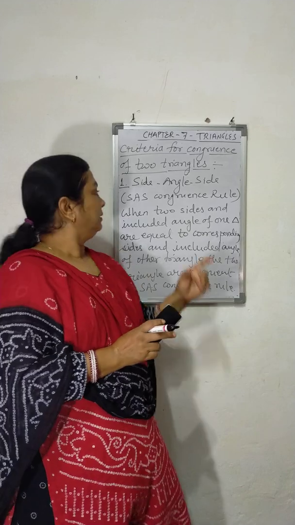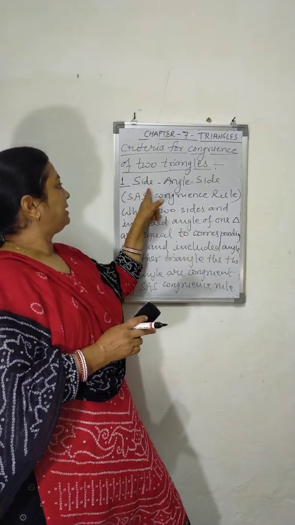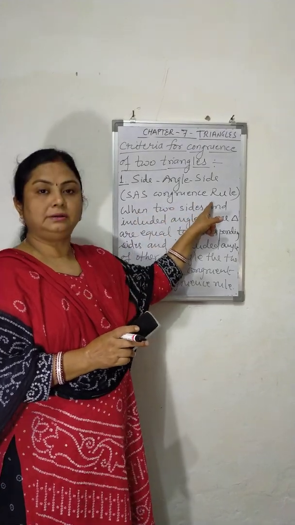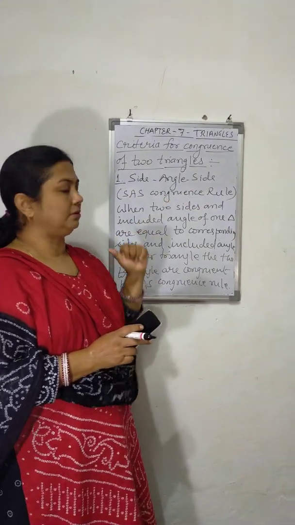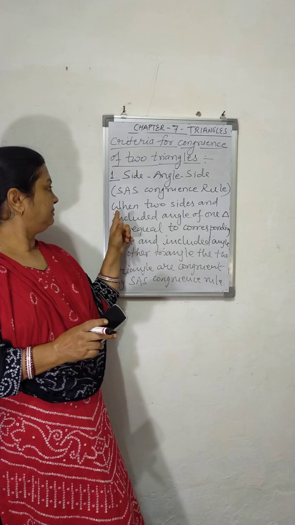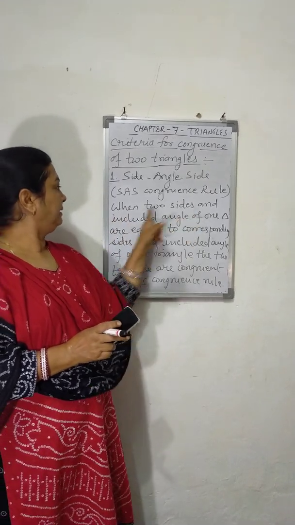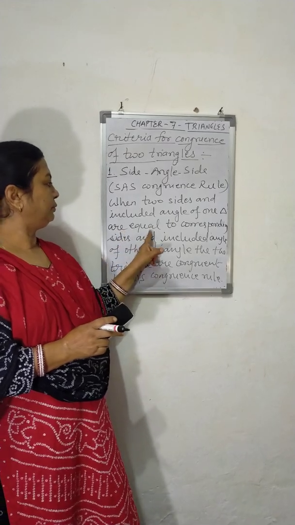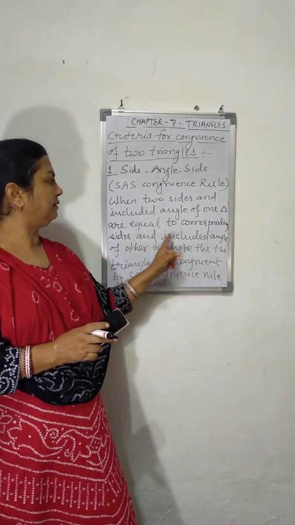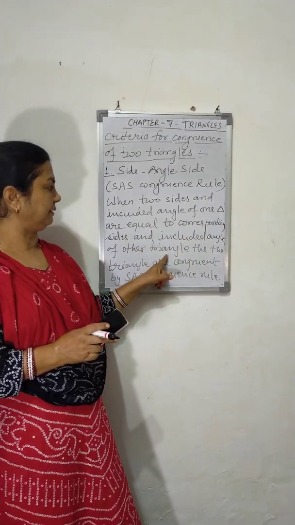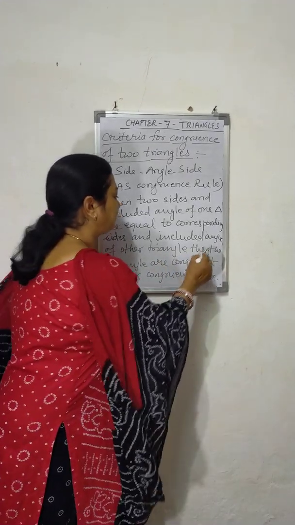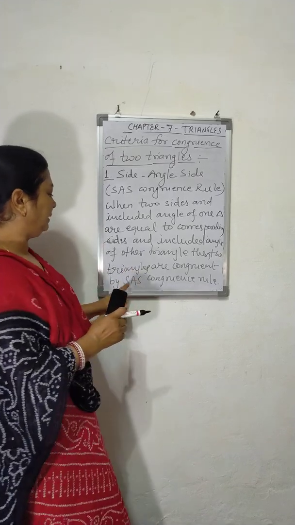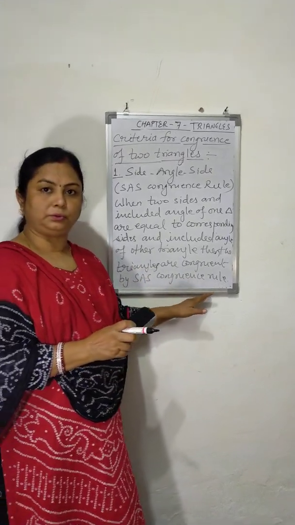Now in this video, I am going to discuss the criteria for congruency of two triangles. The first criterion is side angle side, or in short, the SAS congruency rule. What is the SAS congruency rule? The statement is: when two sides and the included angle of one triangle are equal to the corresponding sides and included angle of another triangle, then the triangles are said to be congruent under the SAS congruency rule.